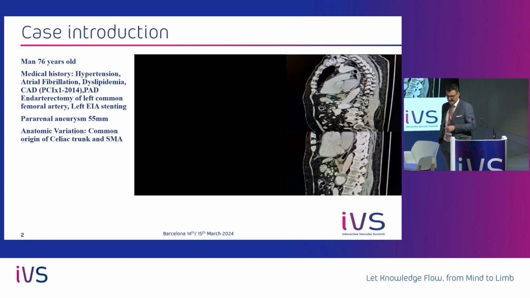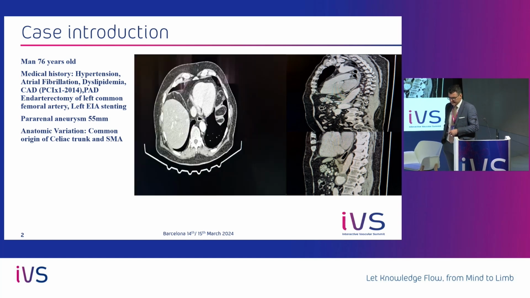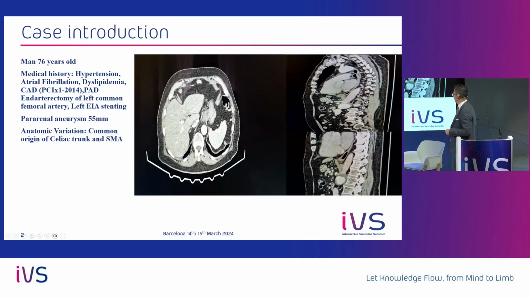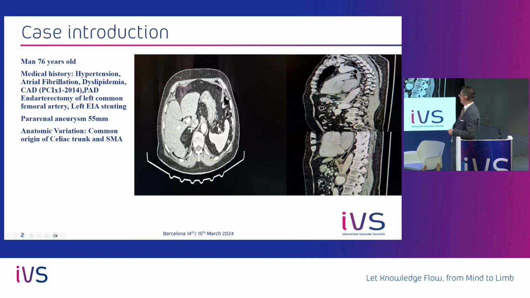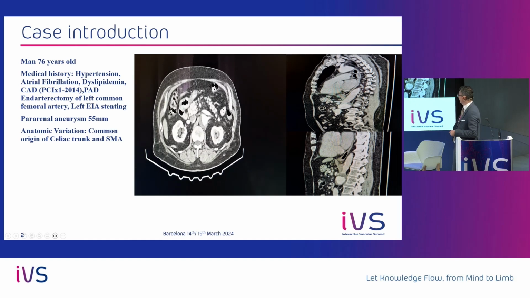A man, 76 years old, his medical history was hypertension, atrial fibrillation, dyslipidemia. He had coronary artery disease with a percutaneous coronary intervention in 2014, peripheral arterial disease, and endarterectomy of the left common femoral artery with left external iliac artery stenting. He presented with a pararenal aneurysm of 55 millimeters, and the special feature was an anatomic variation with a common origin of the celiac trunk and the superior mesenteric artery.